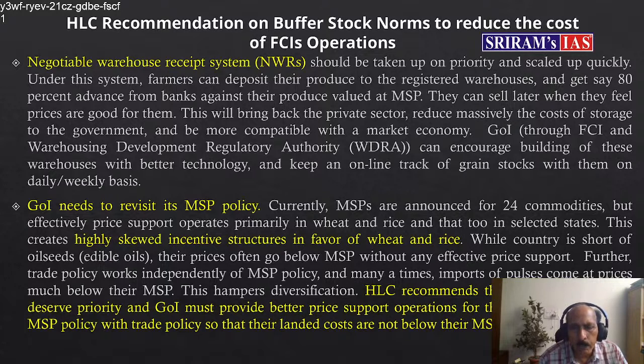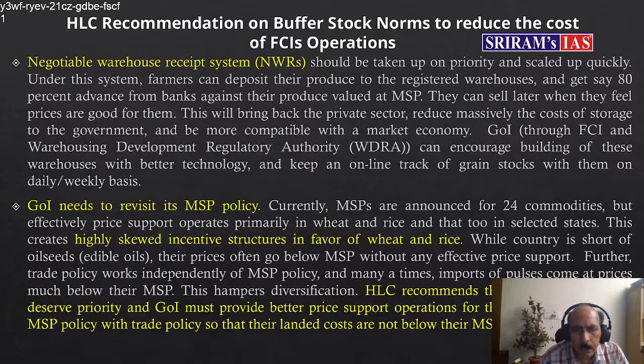That's why we have a skewed incentive structure in favor of the wheat and rice. As a result, in the western part of the country, particularly in Punjab, Haryana, Western UP, Rajasthan, Madhya Pradesh, in most of the areas the farmers are growing only wheat and rice, because the Food Corporation of India and the state procurement agencies are procuring only wheat and rice from the farmers at the MSP, and therefore MSP led to the skewed system of cropping pattern.